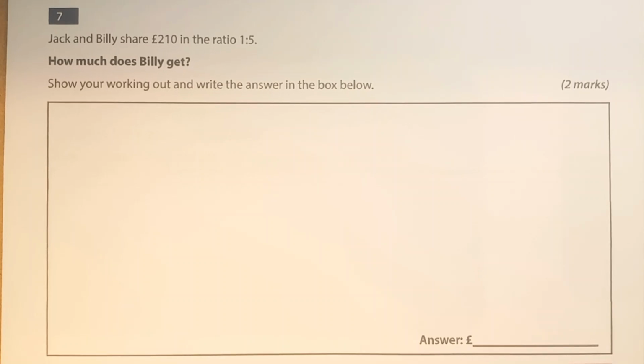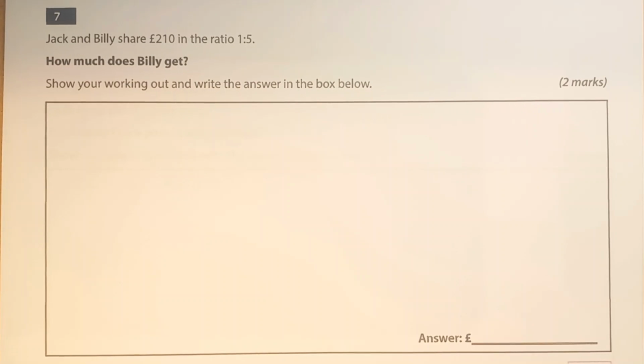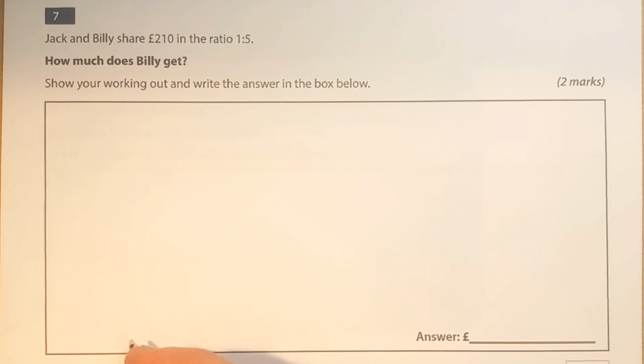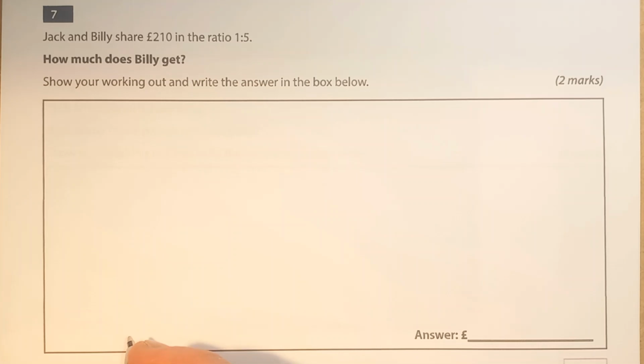Don't feel, oh, I can work it out without a calculator and do it. You're not going to get any extra marks for doing that. Okay. Jack and Billy share £210 in the ratio 1:5. How much does Billy get?